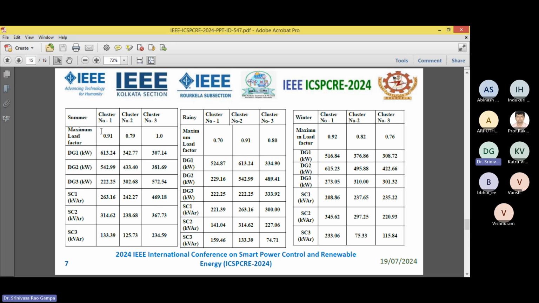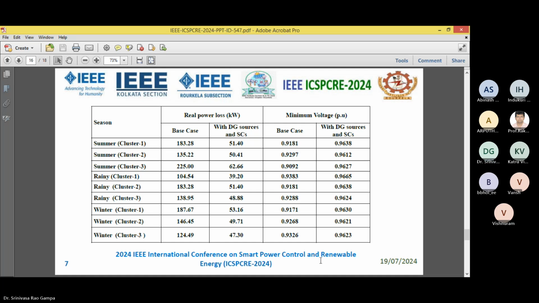So for the summer season, the rainy season, and the winter season also, we have calculated all the values separately. The performance obviously will be better with the DGs and SEs that we have shown here. The real power loss reduces compared to the base case with DGs and SEs, and the voltage profile will obviously be improved with the DGs and SEs compared to the base case. This performance we have shown here.